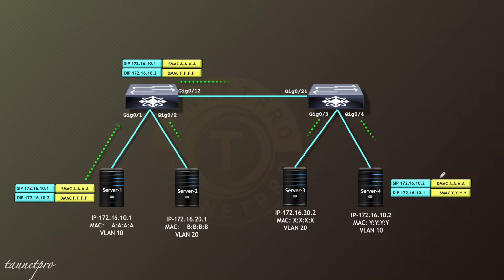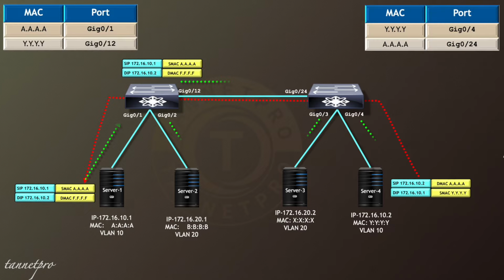Now what will he do? He will immediately reply, right? Where will he reply? He knows his destination MAC address and IP address both. Immediately he will reply. So once he replies successfully, automatically the MAC table will be created fully, right? So here you can see this is the switch 1 MAC table and ARP table, you can say also.